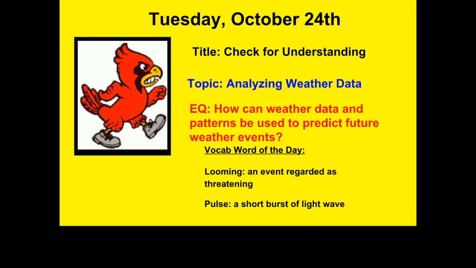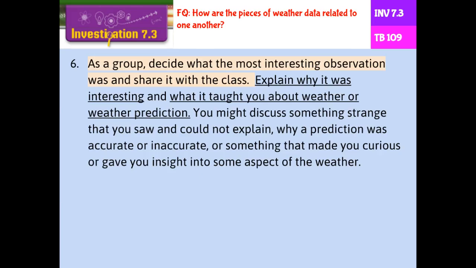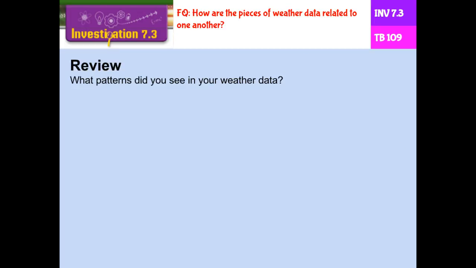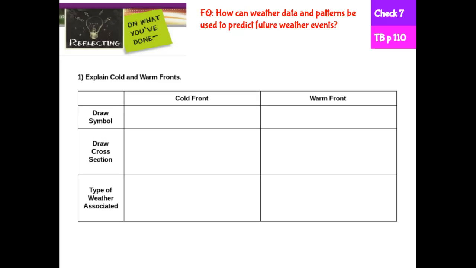Our topic is analyzing weather data, and our focus question has been, how can weather data and patterns be used to predict future weather events? So before we start today, we want to talk about Investigation 7.3, where we looked at some observations from data that we collected throughout Lesson 7. And we want to just review what kind of patterns you see in the weather.